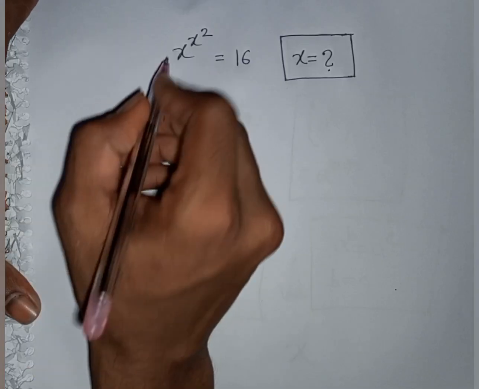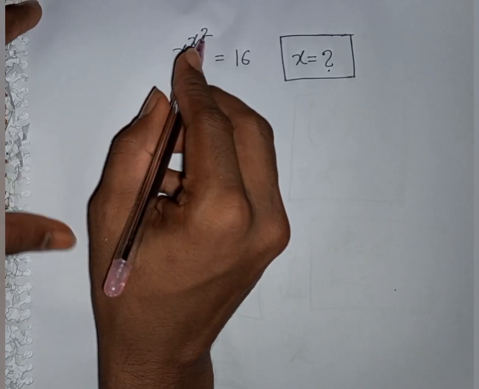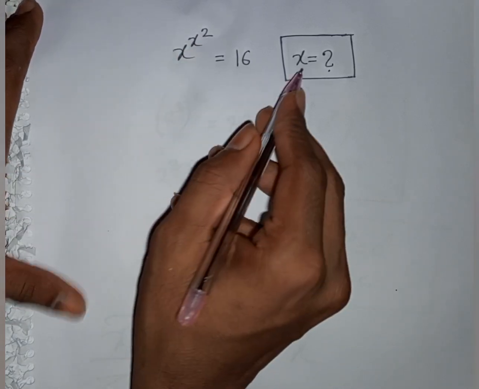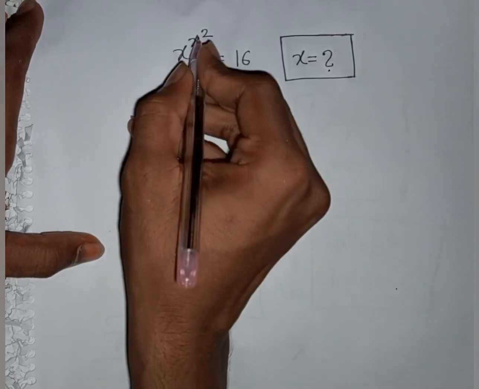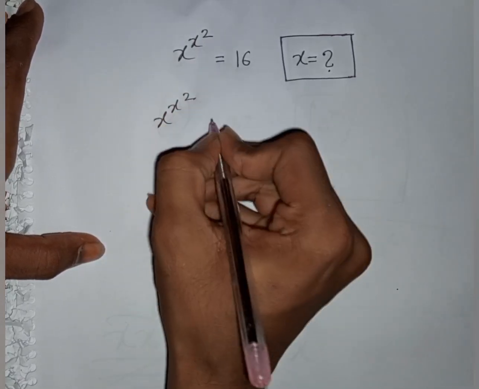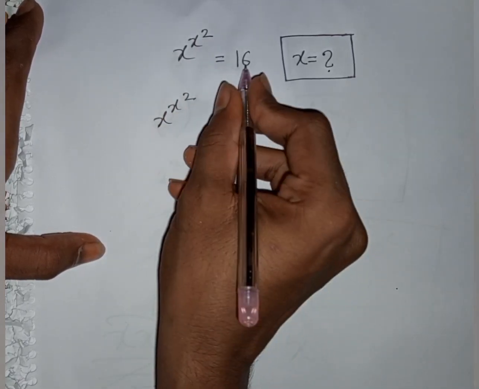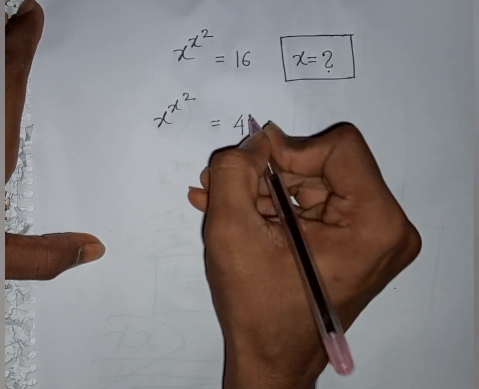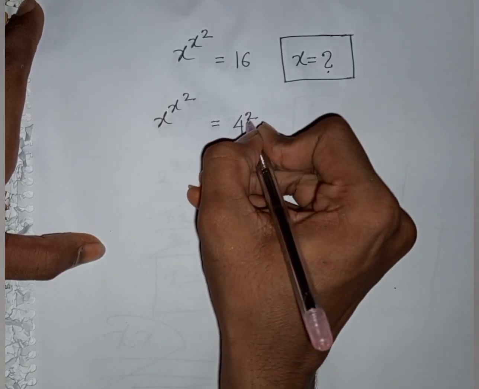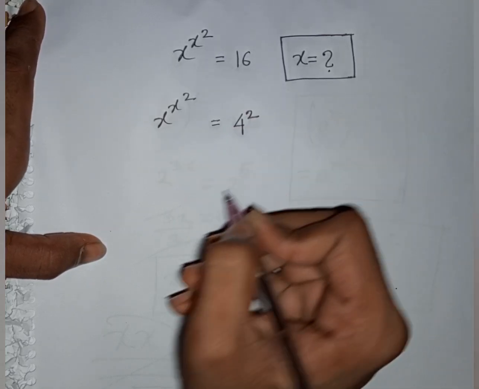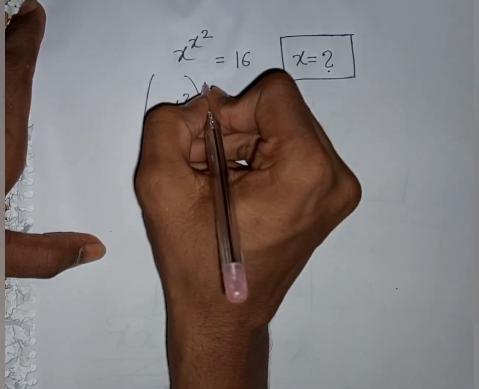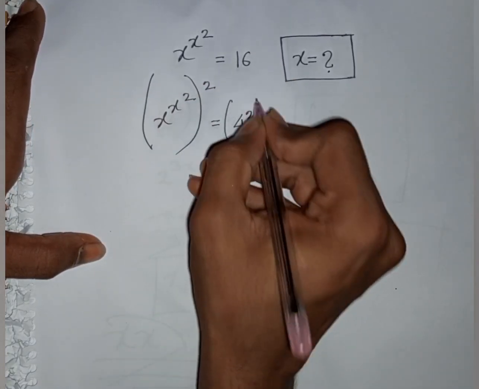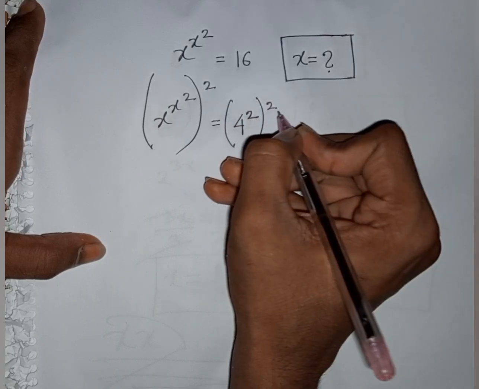How to solve x power x is equal to 16. Find the value of x. So we have x power x is equal to 16, which can be written as 4 square. Now we raise to the power of 2 on both sides.